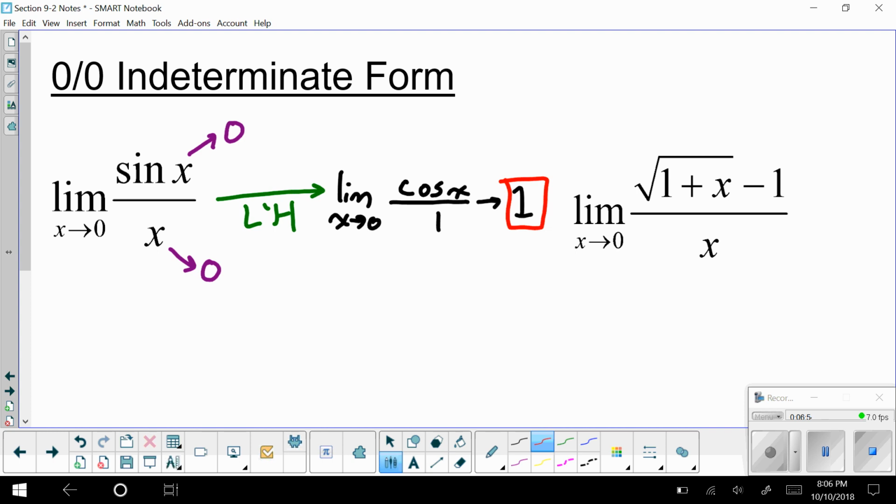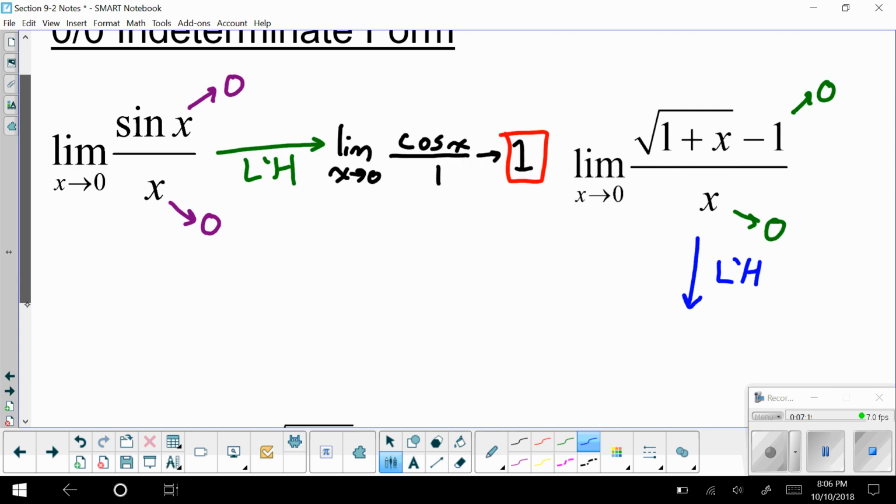So if I go to the second example here, the limit as x approaches 0 of the square root of the quantity 1 plus x, minus 1, all over x. First thing I would try is substitution. When I plug 0 in for x, my top is approaching 0. The bottom is quite obviously approaching 0. So I'm able to apply L'Hopital's rule. So I'm going to indicate that I'm using L'Hopital's rule.